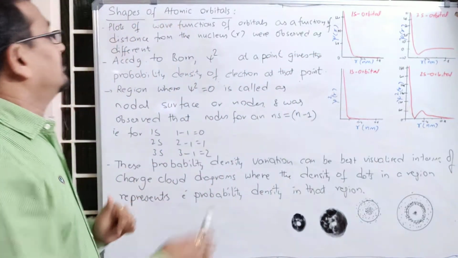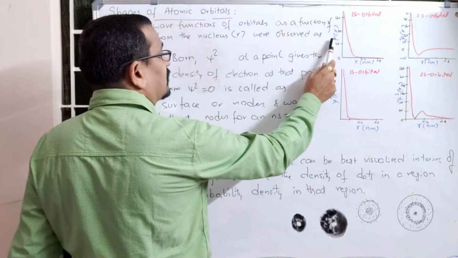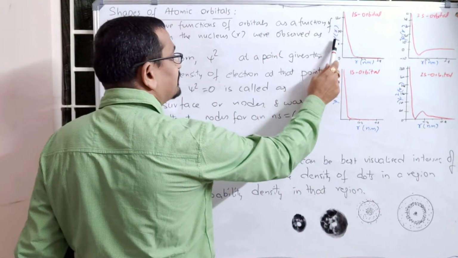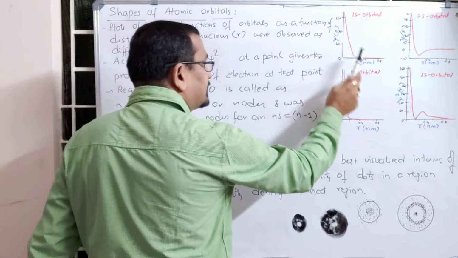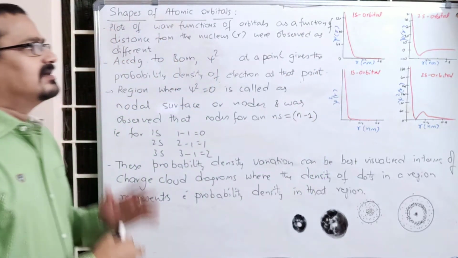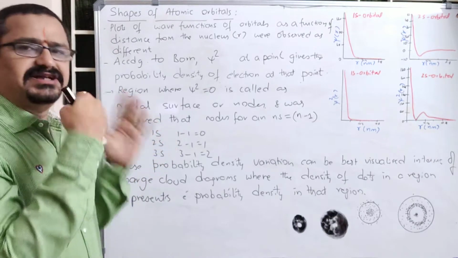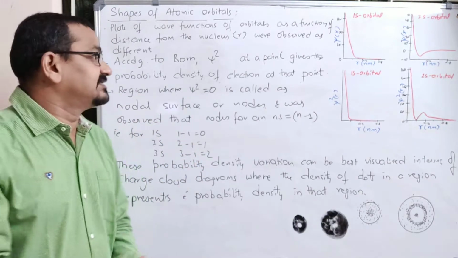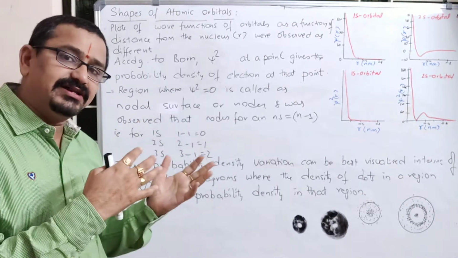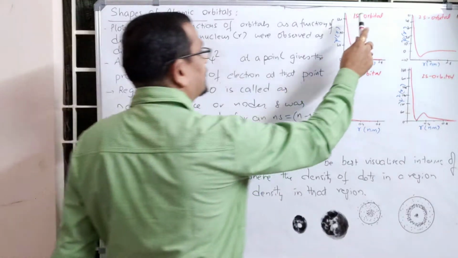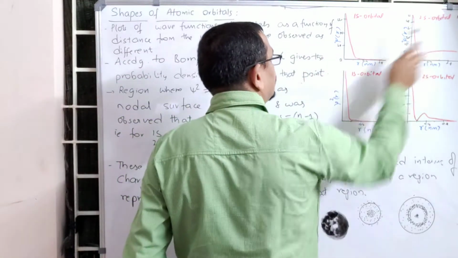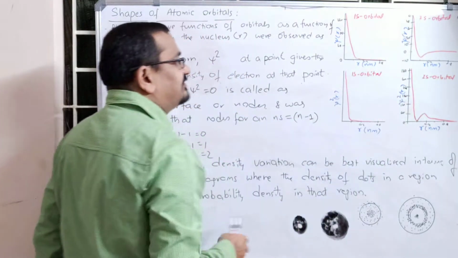I am repeating. When wave functions of orbitals as a function of distance from the nucleus, psi r, is plotted against the distance, it was noticed that these plots were different for different orbitals. For example, for a 1s orbital and for a 2s orbital, you can notice the difference.